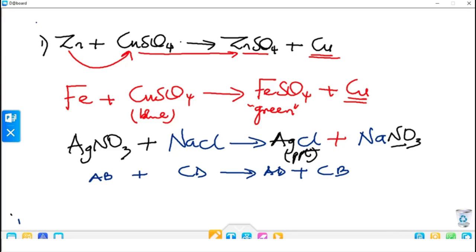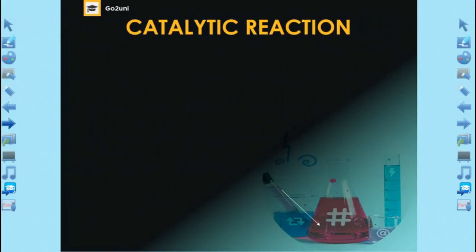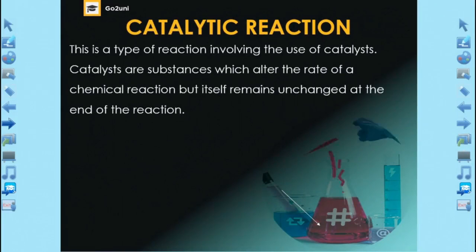All other types of reactions follow the same pattern. Sulfuric acid plus potassium nitrate, lead nitrate plus sodium chloride, they all follow the same pattern. That is what is called a double decomposition reaction. Having seen that, let us take a look at catalytic reaction.